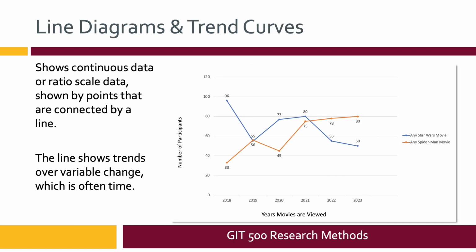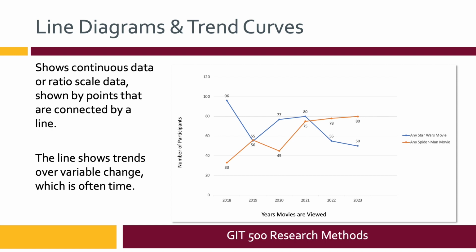A line diagram is set up like a bar chart or histogram with an x-axis and a y-axis. But what is different about it is it shows continuous data, or how things are ratioed. And this is shown by points on the graph that are then connected by lines. And you can see that here. The line shows a trend over time for one variable.